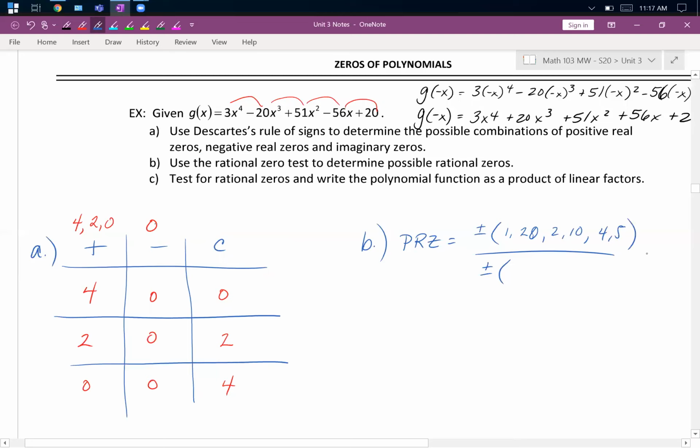All right, great. And then we want to divide it by the factors of our leading coefficient, which is 3. 3 has factors of 1 and 3. And now we want to simplify this list. So everybody's a plus or minus. And then I'm going to take each of my numerator numbers over 1 and then each of my numerator numbers over 3. So taking it over 1, and I am going to flip these just in increasing order.